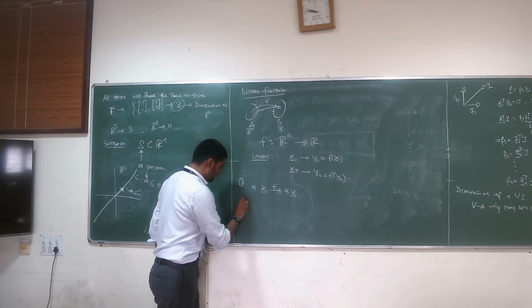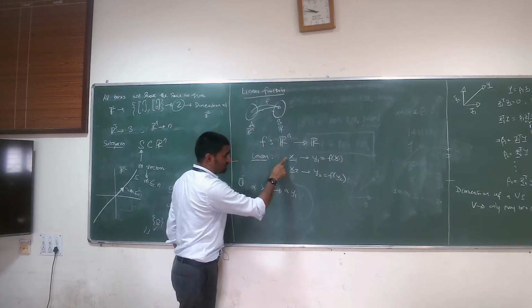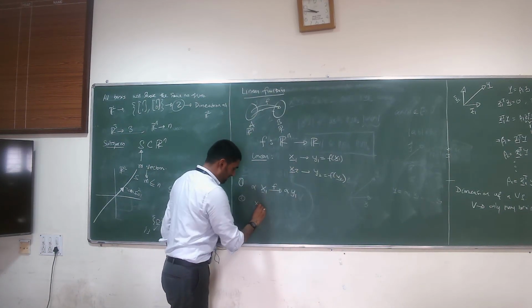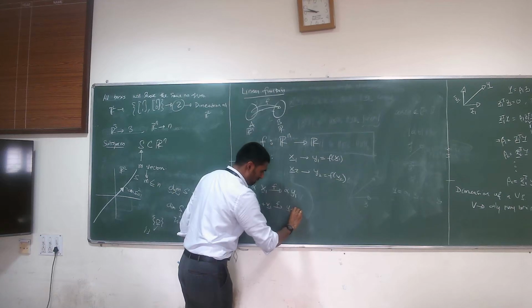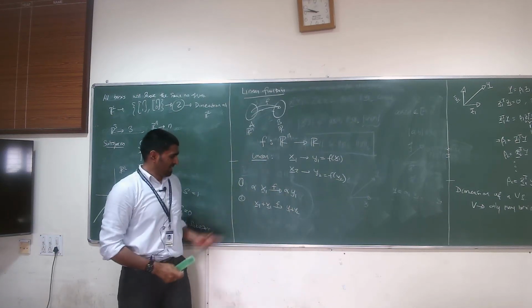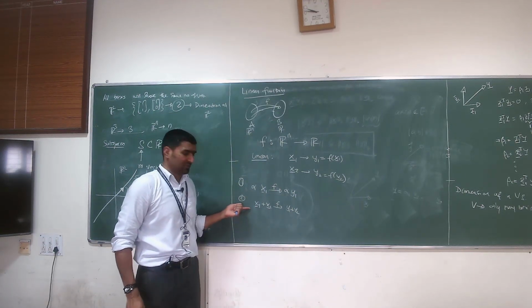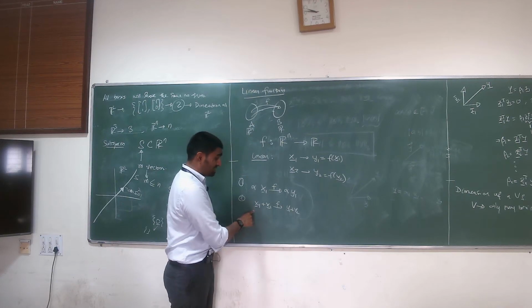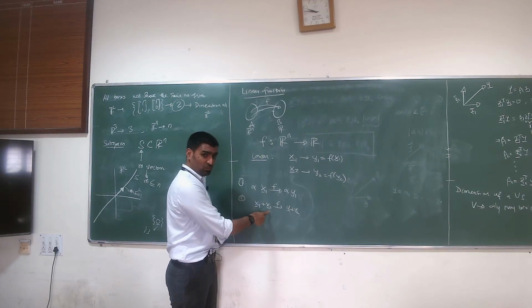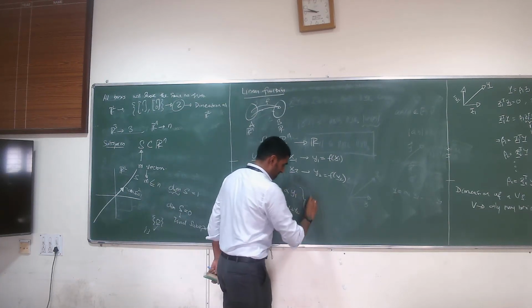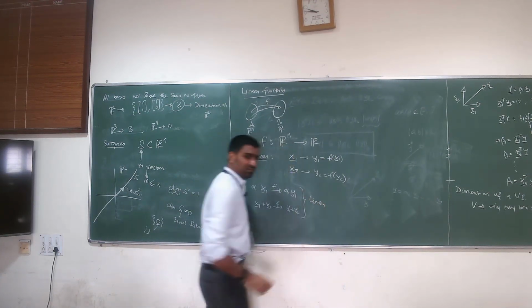That's the first condition. The second one: I know x1 maps to y1, x2 maps to y2. If I ask what does x1 plus x2 map to, and if that maps to y1 plus y2, and if both these conditions are satisfied for any alpha, any x1 and x2, then you say the function is linear.